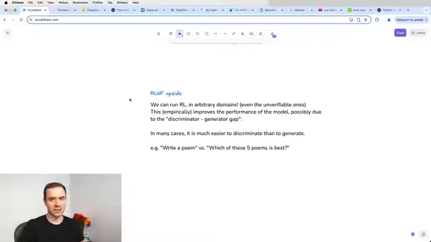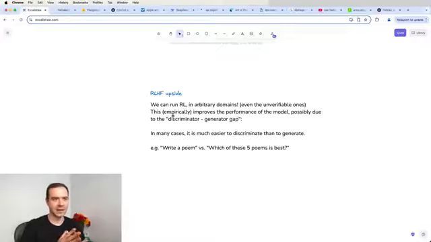The first thing is that this allows us to run reinforcement learning, which we know is an incredibly powerful set of techniques, and it allows us to do it in arbitrary domains, including the ones that are unverifiable. So things like summarization, poem writing, joke writing, or any other creative writing really, in domains outside of math and code, etc. Now, empirically, what we see when we actually apply RLHF is that this is a way to improve the performance of the model.